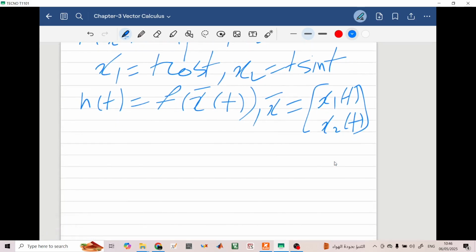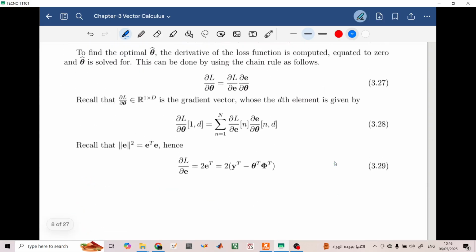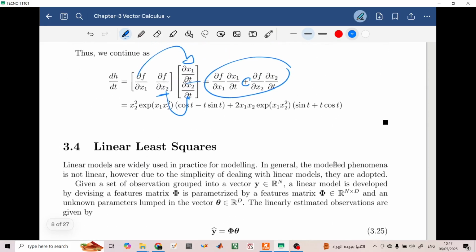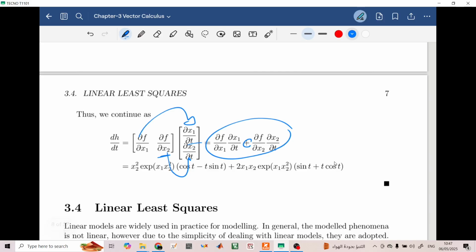So we want to take the derivative of h with respect to t. So we apply the chain rule but with the parameterized form, right? So before that, let's write it down. So this is partial f over partial x1 times partial x1 over partial t plus partial f with respect to x2 multiplied by partial x2 with respect to t.